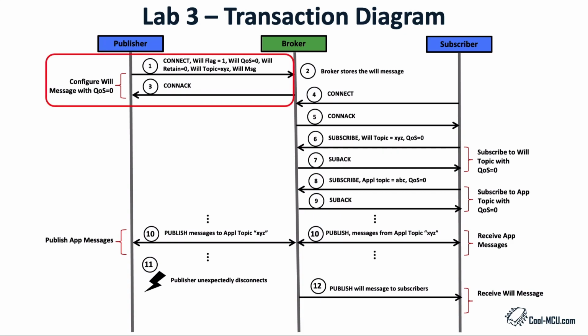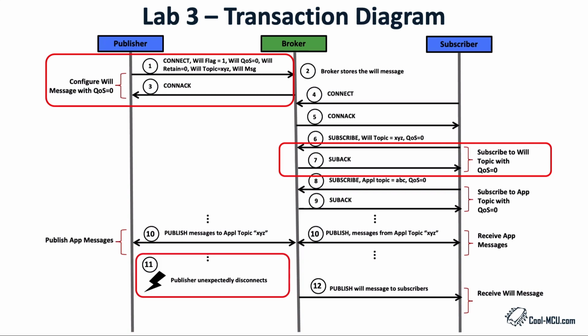First, the publisher client must configure a will message, topic, and quality of service level when connecting to the broker. The subscriber has to actually subscribe to the will topic. Next, the publisher client needs to be disconnected unexpectedly, such as by closing the MQTT.fx publisher application. Finally, the broker detects this and delivers the will message to the subscribing client.